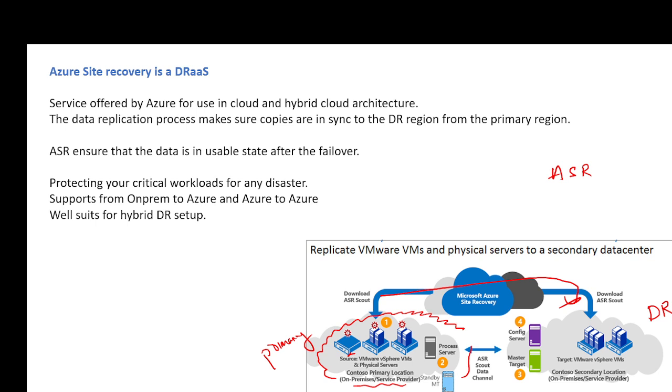How is it getting synchronized? We have this Azure Site Recovery channel, and the data gets moved from the primary region to the secondary region using the Microsoft Azure backbone network. ASR ensures that the data is in a usable state after the failover, protecting your critical workloads from any disaster. It supports on-premises and Azure to Azure as well, and it is well suited for a hybrid DR setup.